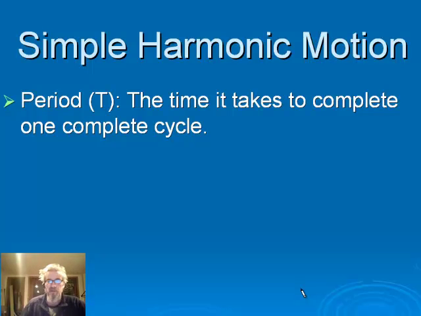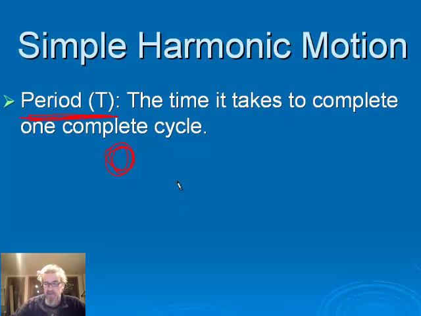Since this is a periodic motion, simple harmonic motion is something that repeats in a cycle over and over and over again. There's a term that's really important in these kinds of repetitive motion ideas, and that's called the period. It's abbreviated with a capital T, and it's a time. It's the time it takes to complete one complete cycle in any simple harmonic motion.